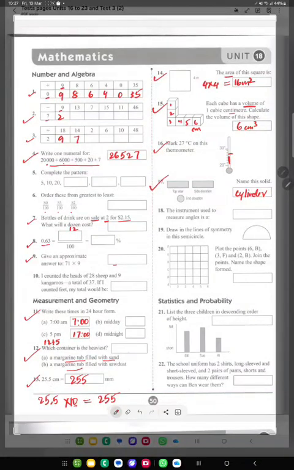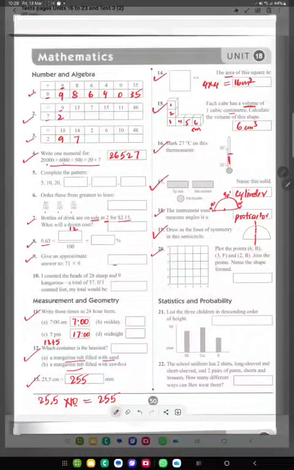Okay, then in question 18, the instrument used to measure angles. If you have a geometry box, you can check. It's a protractor, like this semicircle shape, and it has degrees in it. Get it? 0 degrees, then 10 degrees, like that, from left to right or right to left, both ways. 0, 10, 90 here, like that. Now question 19, draw in the lines of symmetry in this semicircle. I can only fold it along a vertical line going to its middle, which is the line of symmetry.